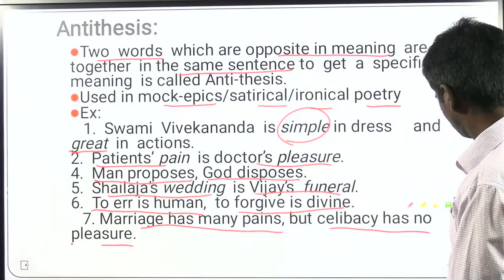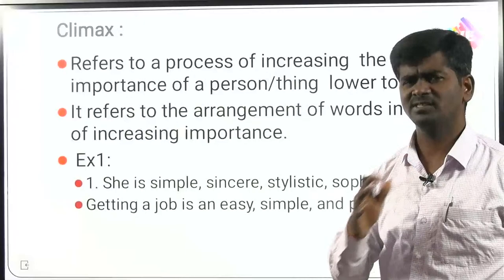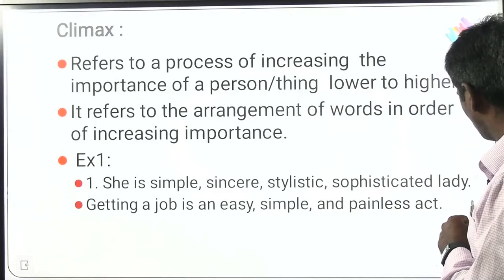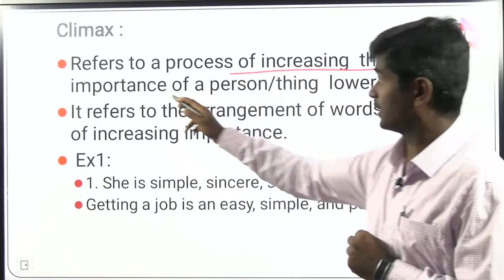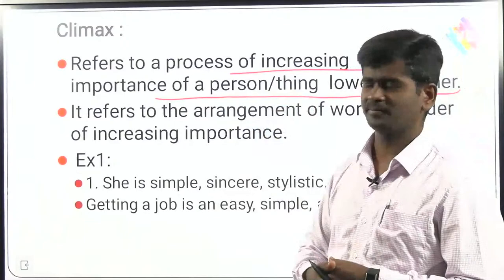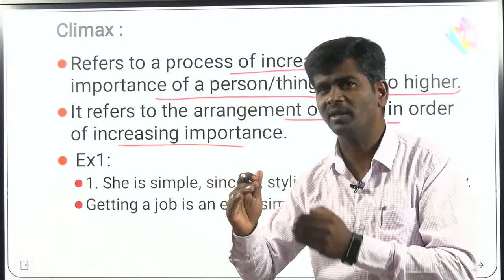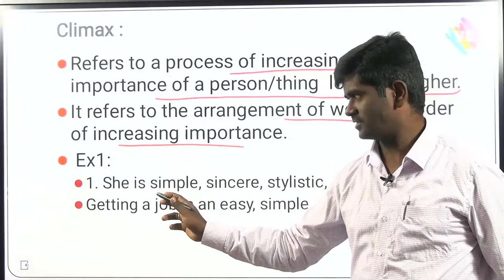Next, you can say, my friends, climax. Not required, only the definition is required. Climax, anticlimax. Climax is a process of increasing the importance of a person or a thing from lower to higher. You go on increasing the importance of a person from lower to higher, which is nothing but climax. Anticlimax goes from higher to lower. Next, it refers to the arrangement of words in the order of increasing importance. The moment you go on adding one word, the importance of somebody or something increases. For example, I used a word, she is simple, and her importance increased.